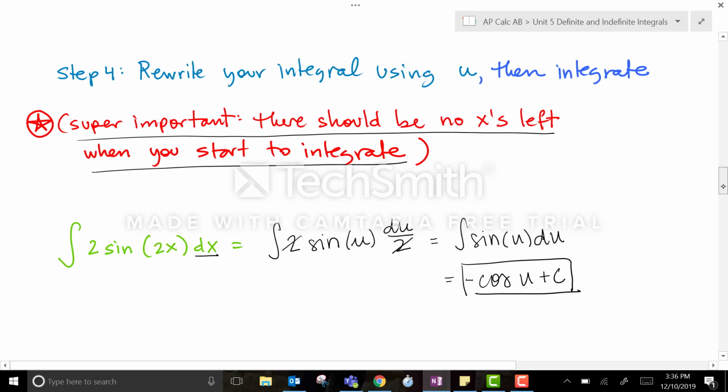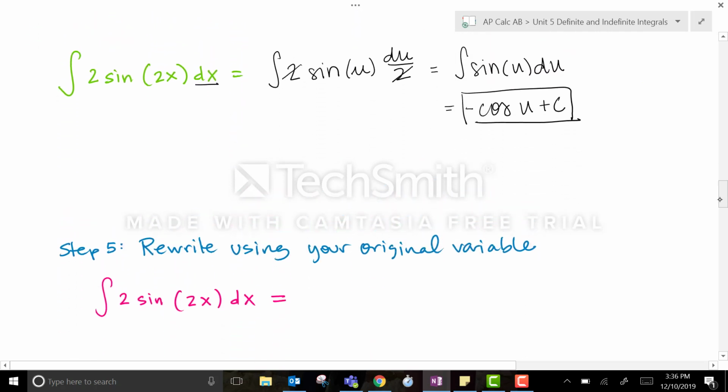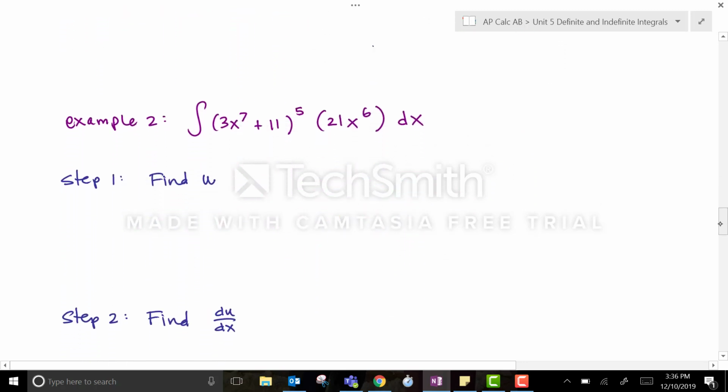All right, let's look at another one, because I know that this is going really quickly. Oh, sorry, negative cosine of u. Last step is to rewrite it with my original variable. So I know that u was 2x. So the integral of 2 sine of 2x dx is negative cosine of 2x plus c. My bad for that. Let's do another example.